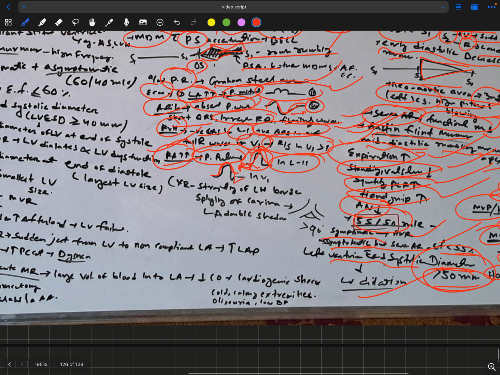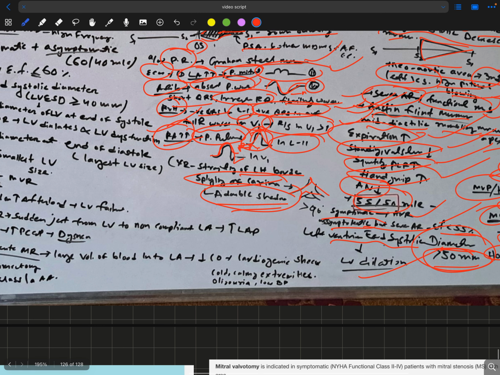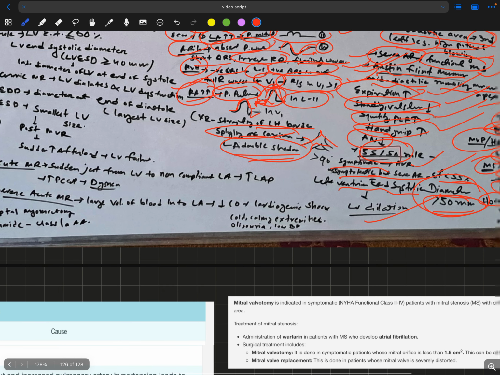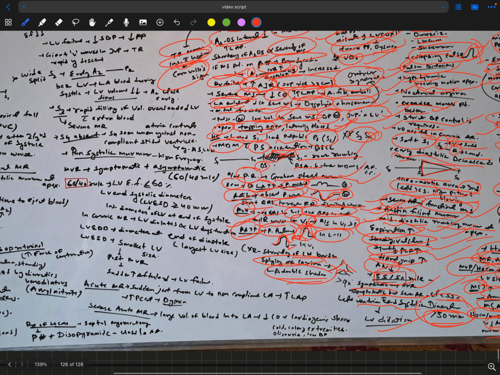Due to stretching of the left heart border, we find splaying of the carina. Splaying of the carina means this angle will be more than 90 degrees, obtuse. And due to LA hypertrophy, we will find the double shadow sign on X-ray. So these are the findings we see on X-ray in case of MS.